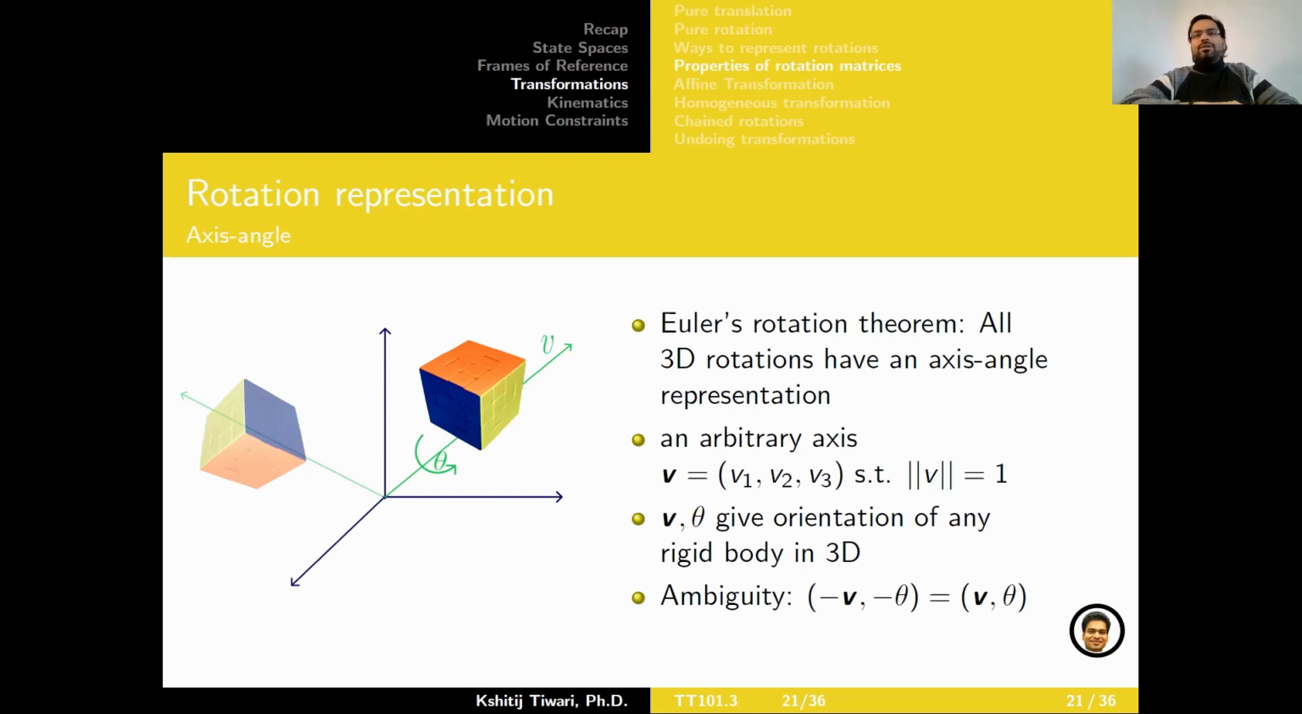And again, it's a unit vector. So V, although it's shown longer here, all of these are unit vectors because they need to represent axes. And V and theta together give the orientation of any rigid body in 3 dimensions, although there is one ambiguity. If V comma theta gives one orientation of the body in 3D space, minus V comma minus theta actually gives the exact same thing. It's like the mirror image on the other side. So there is no way of telling them apart here.